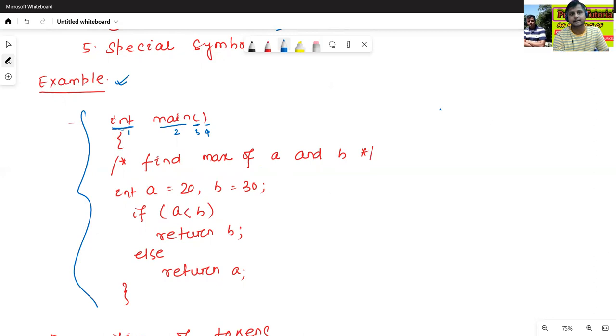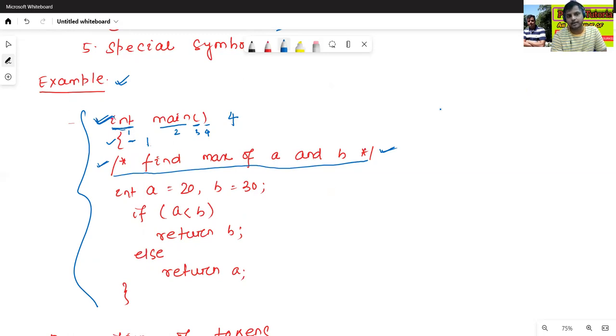It means this statement contains four tokens. See here, this is the curly brace. This is also one token. Since this one is a comment line, a comment line will never be a token. That's why, as I have already discussed, the lexical analyzer eliminates the comment lines and white spaces. So every comment line is never a token. So the first statement contains only four tokens. The second statement contains one token. This line never contains a token.